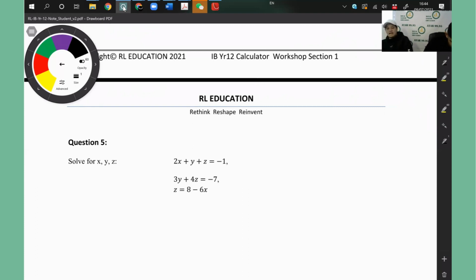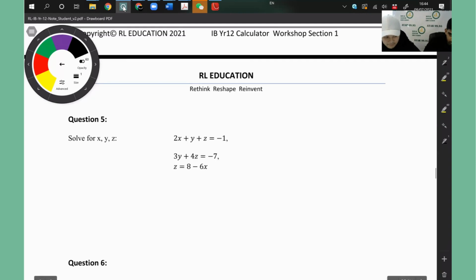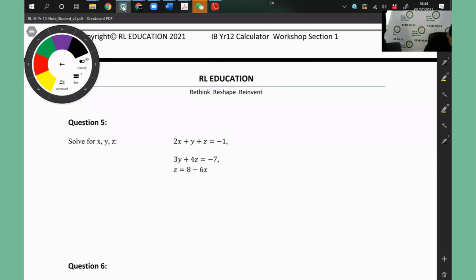So I can solve the system of equations. Then what should I do? 3 equations. I can use double REF. So try, then you will be able to get the intersection of 3 planes.